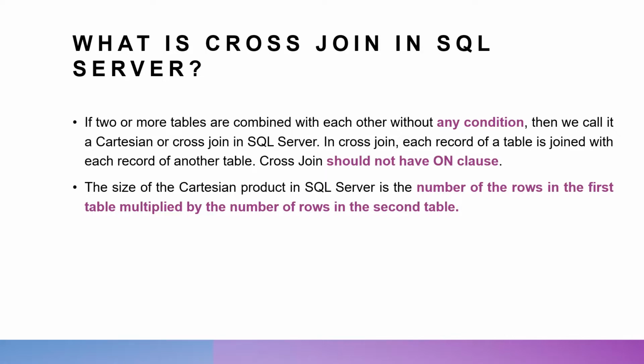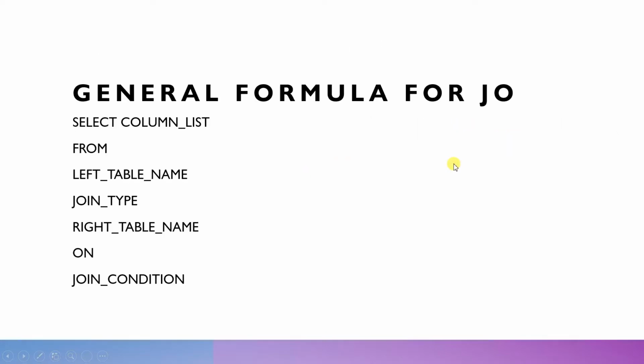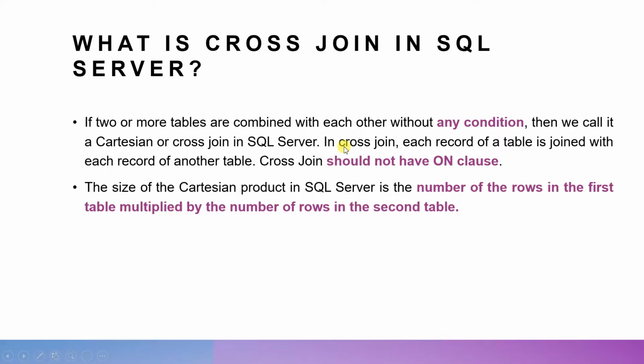The next line is: cross join should not have an ON clause. A cross join will not have any condition. Here I have told you that after the right table name, if you have any condition, you will put the ON keyword and then put the join condition. The join condition means you will put a where clause, like where id is equal to 4, or whatever you put in the where clause, that will be your condition. Here we are saying that a cross join will not have any condition, so there will not be an ON keyword in a cross join.